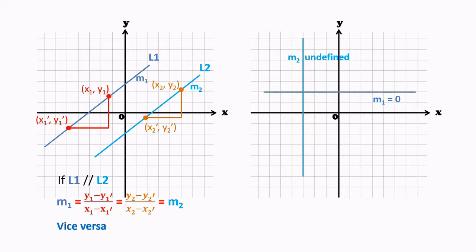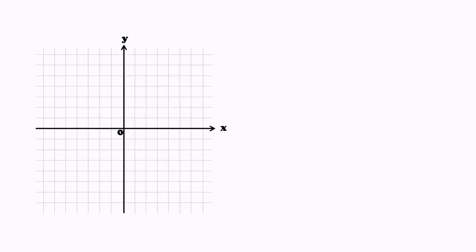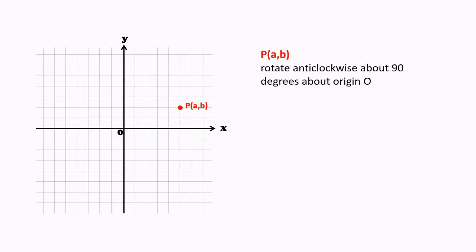Now, let's talk about perpendicular lines. We all learned about transformation. If there is a point P with coordinates (a, b), rotated anti-clockwise about the origin O through 90 degrees to point P' on a rectangular coordinate plane, the coordinates of point P' are (negative b, a).